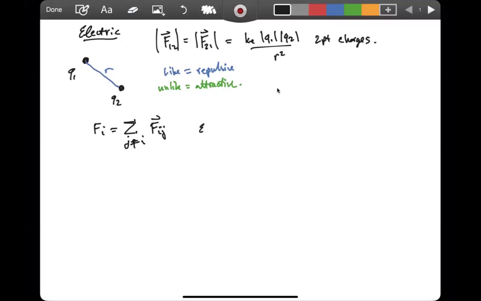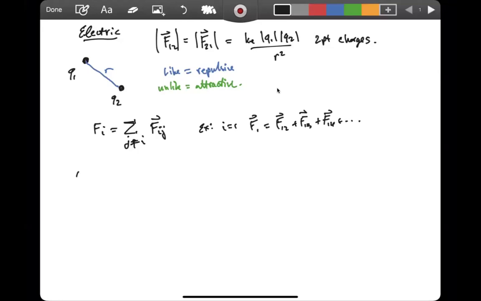So again, as an example, if i is equal to 1, then the force on 1 would be equal to the force on 1 by 2 plus the force on 1 by 3 plus the force on 1 by 4 plus etc. for however many I have. So this is a vector sum, where the total force would point in the direction of the vector sum. So leave it that way.